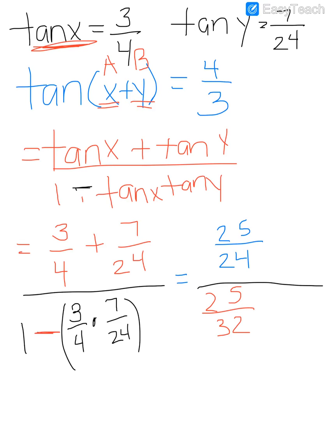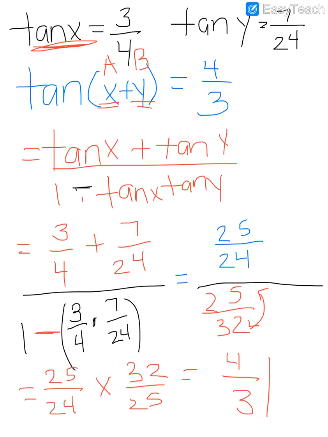Okay, and then remember that instead of dividing, let's just multiply that by the reciprocal. So 25 over 24 times, reciprocate this, which would be 32 over 25. And you'll get a big number. Reduce that number, and you will get 4/3. And that's exactly the answer that the question was asking.